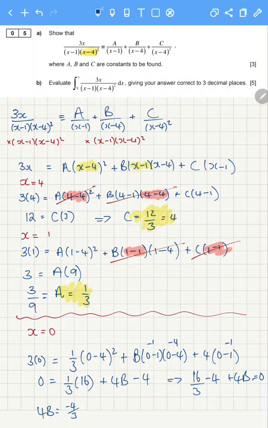And now I'm going to divide by 4. So b is equal to minus 1/3 actually. There you go. So that's my third and final answer.